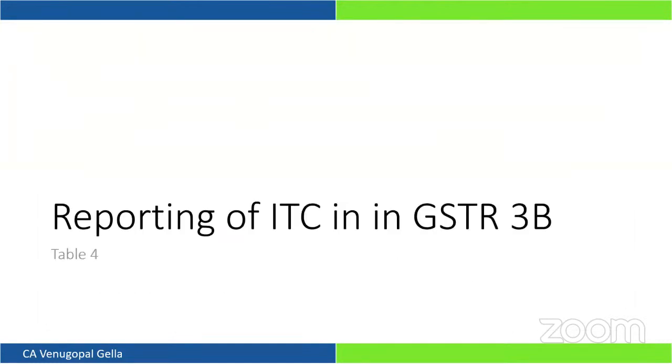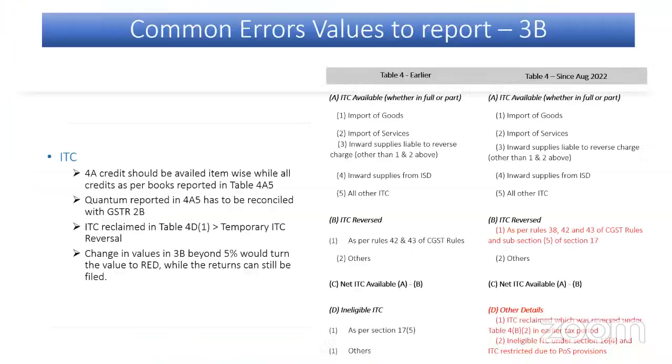And we can go about the reporting of ITC in GSTR-3B. In GSTR-3B, ITC will be reported in Table 4. Table 4 has four parts. Part A is unaltered. From August 2022, Part B, ITC reversed, is amended.